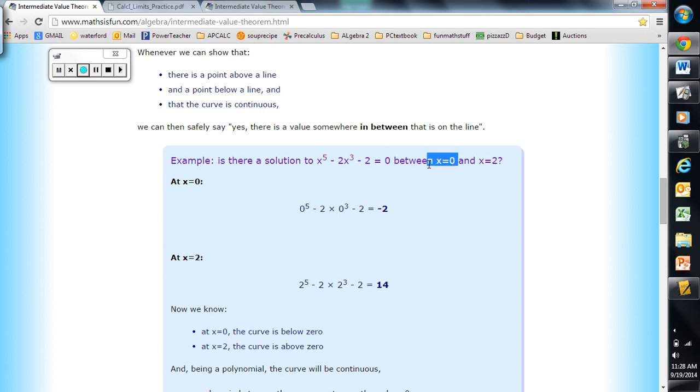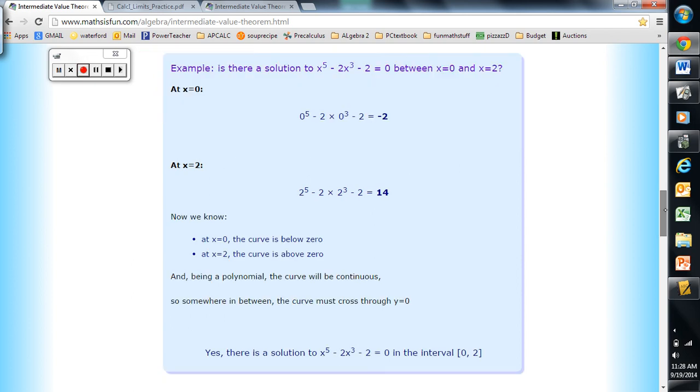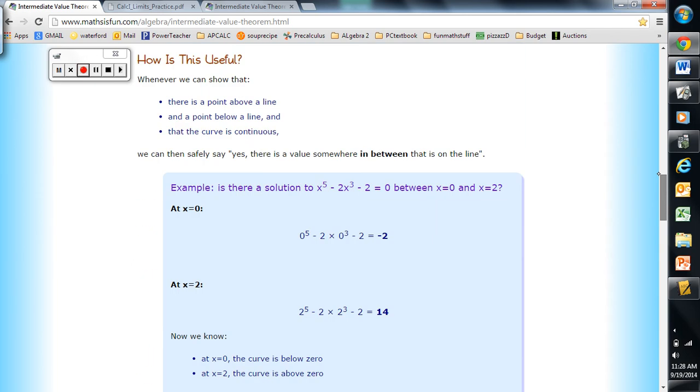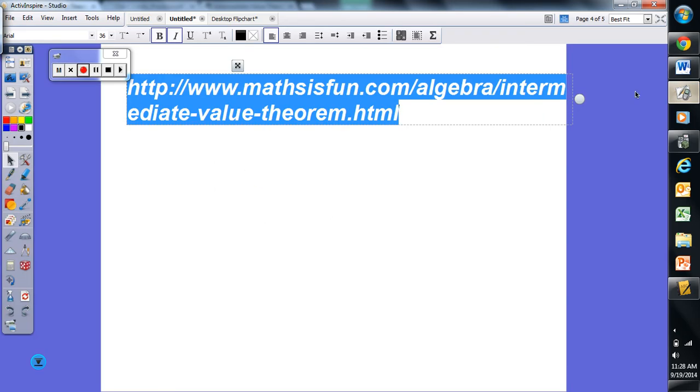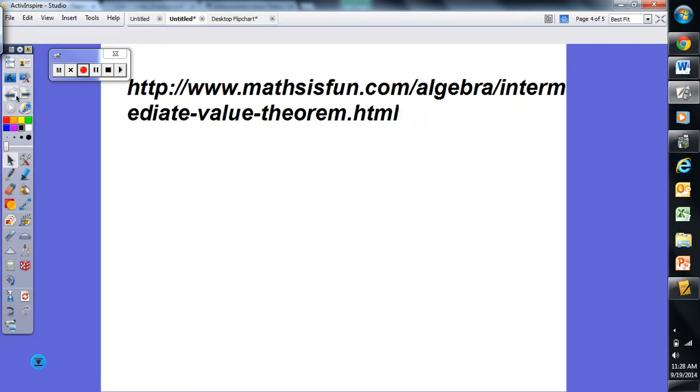So the first thing you would do is evaluate the two endpoints. So plug in 0 and you get -2. Then plug in 2 and you get 14. Since it goes from being negative to positive and it's continuous, there must be a 0 somewhere in between. So that's the intermediate value theorem. It's going to show up a lot more.